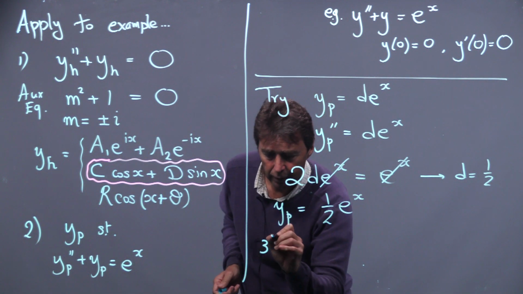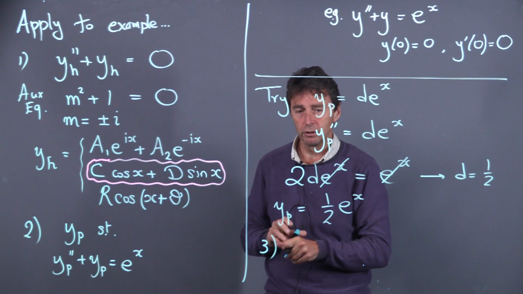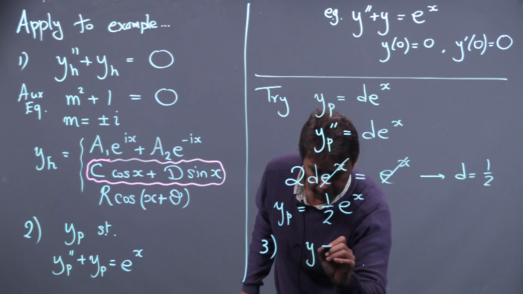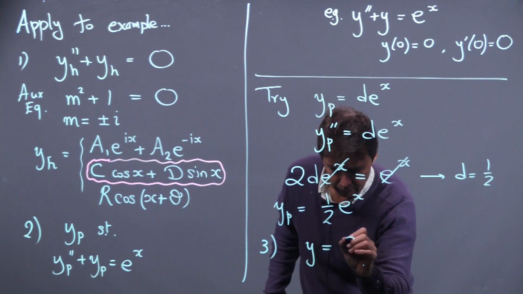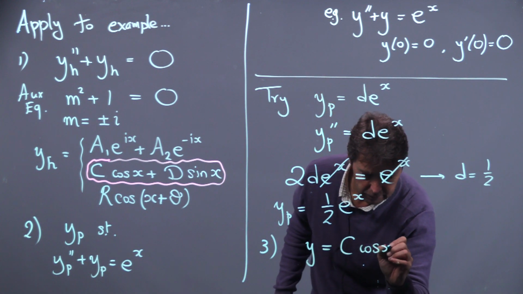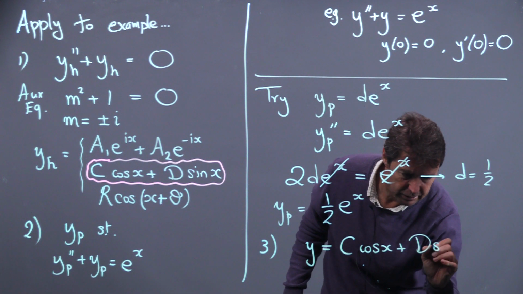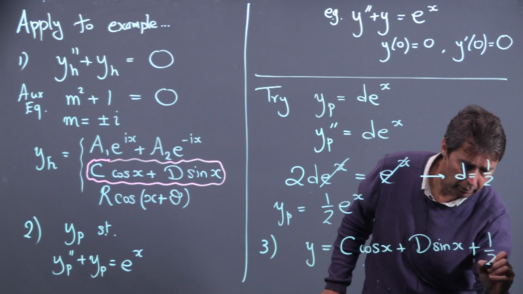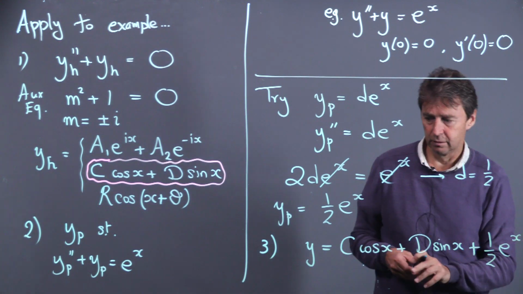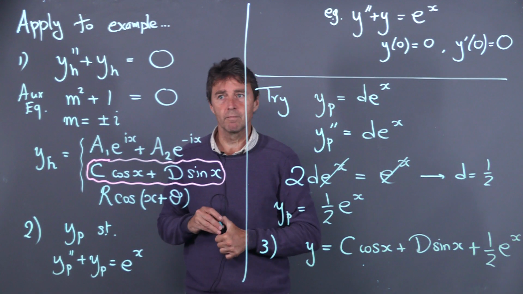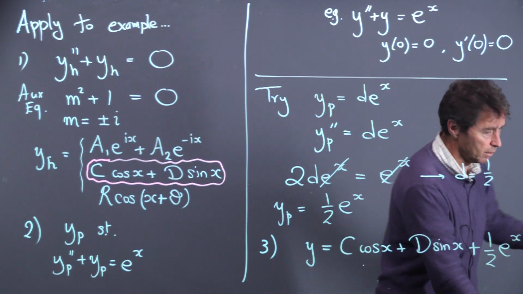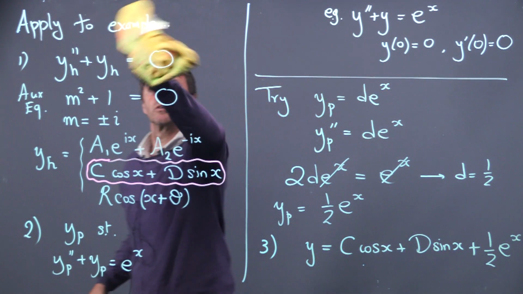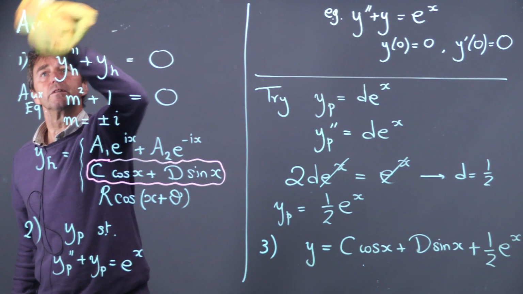Step 3 is then to formulate the general solution, which comes from adding these two things together. So I'll put y equal to, I'm going to use this one, so that's c cos x + d sin x plus the particular solution, 1/2 e^x. So that's the general solution. Having done that, I need to then finally apply the initial conditions. So we'll do that next.